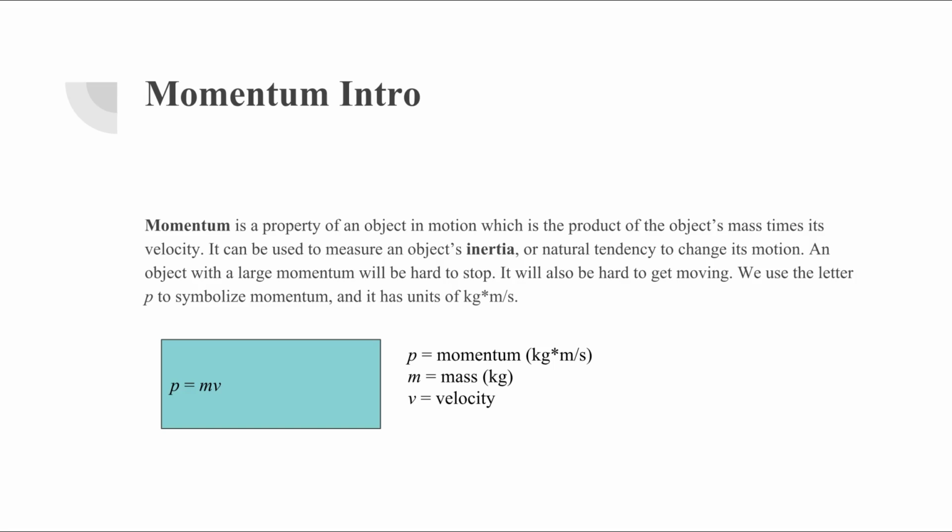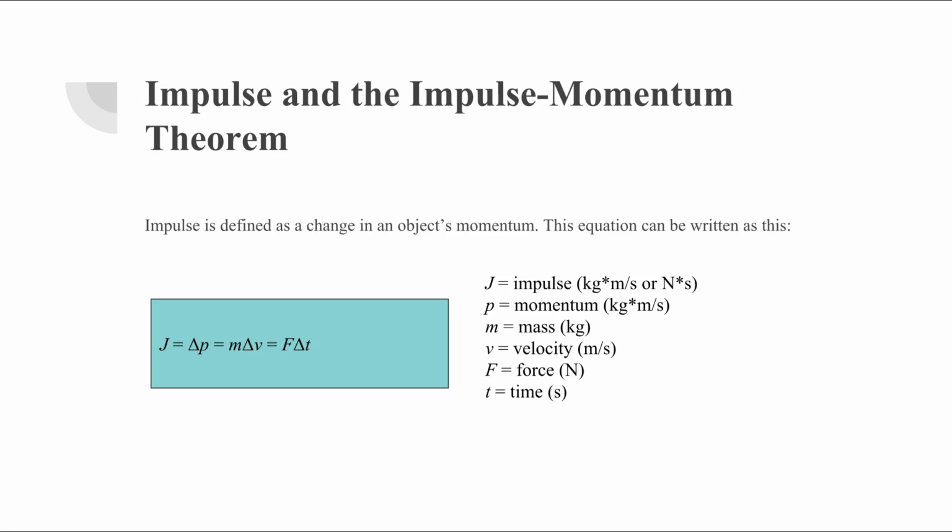So this is your formula for momentum. P equals mv, just from the definition. P is momentum in kilogram meters per second, m is the mass in kilograms, and v is the velocity. Right now it's just a formula, just some random property. But we'll learn later that this property is actually quite cool. But first, let's talk about impulse.